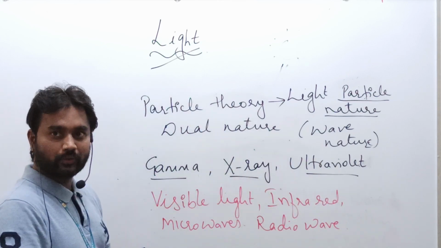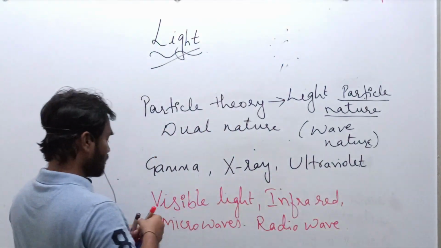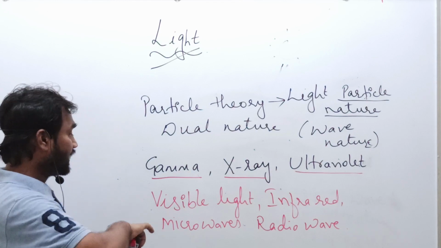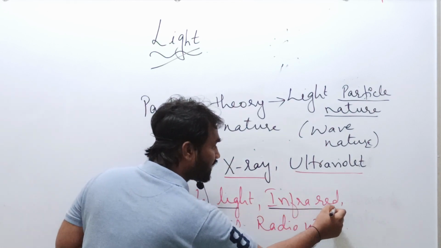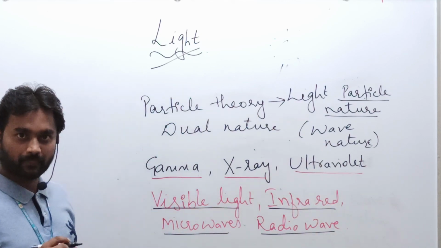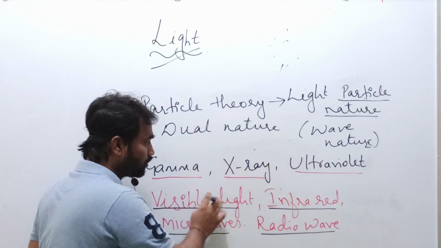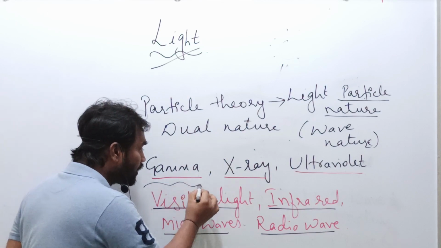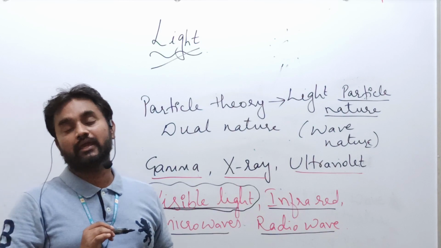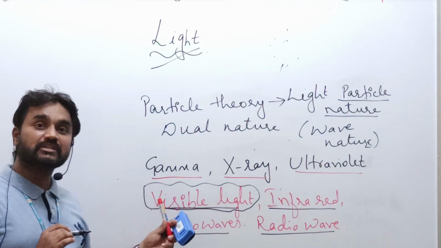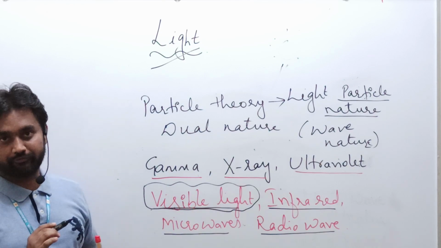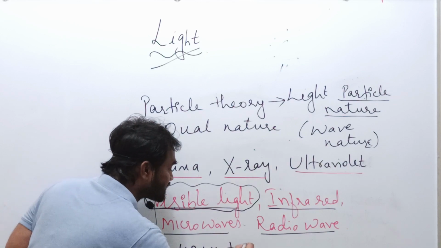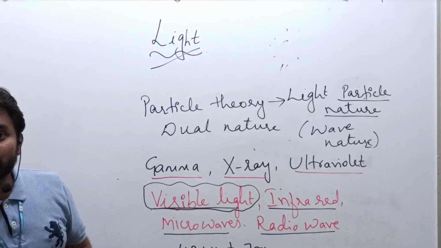Now you can see here, what do we have? In the electromagnetic spectrum, we have gamma rays, X-rays, ultraviolet rays, and then we have visible light, infrared rays, microwaves and radio waves. So out of these, how many do we have? 1, 2, 3, 4, 5, 6, 7. We have 7 radiations. Out of these radiations, you could see here visible light. So visible light is also a part of the electromagnetic spectrum. So we call visible light an electromagnetic wave. Is that clear? And the wavelength of this visible light is from 400 nanometer to 700 nanometer.